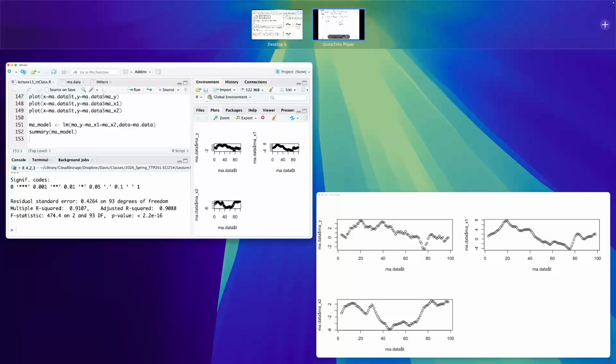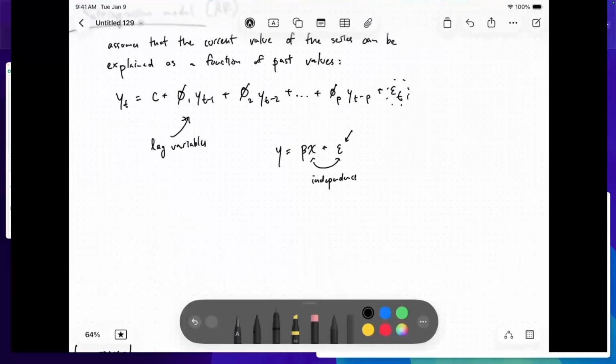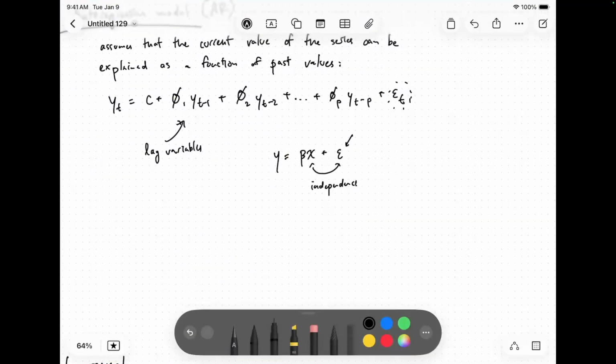Actually, if I have y of t equal to, let's say, beta 0 plus beta 1 x t plus phi y t minus 1 plus epsilon t.